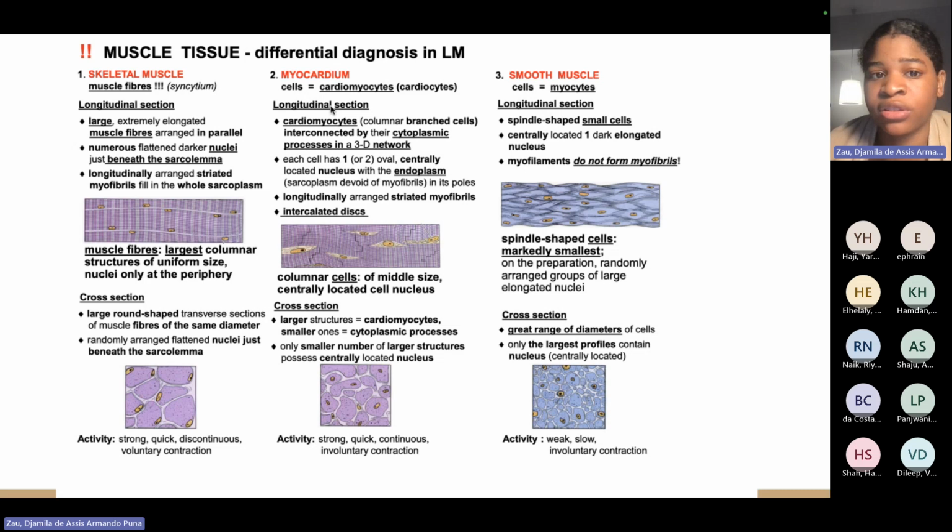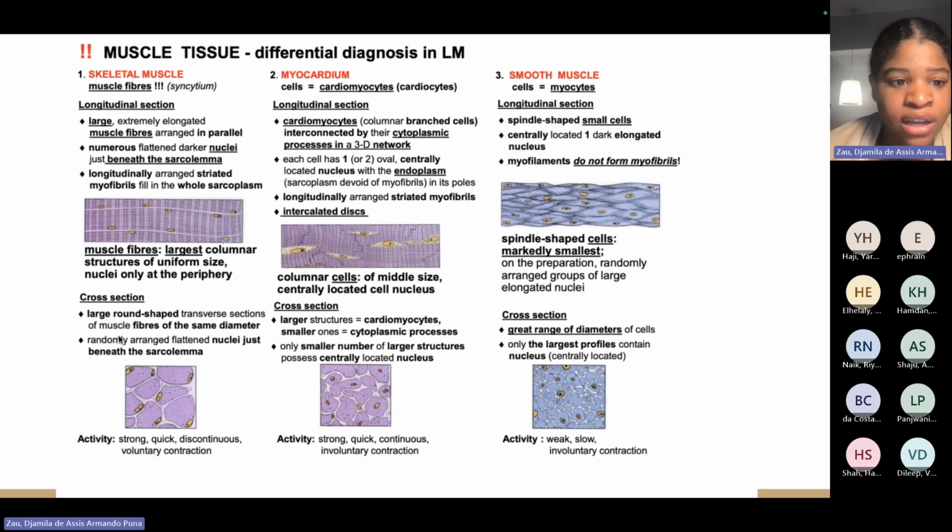For myocardium, in a longitudinal section, we see cardiomyocytes interconnected by 3D cytoplasmic processes. Each cell has one or two oval, centrally located nuclei. So for skeletal muscle, the nucleus is beneath the sarcolemma, and for myocardium, the nucleus is centrally located, with longitudinally arranged striated myofibrils and intercalated discs. For smooth muscle, we see small spindle-shaped cells with one centrally located, dark, elongated nucleus, and there are no myofibrils. Please remember that smooth muscle has no myofibrils. That's probably one of the smartest things you could say if they ask you to differentiate between them.